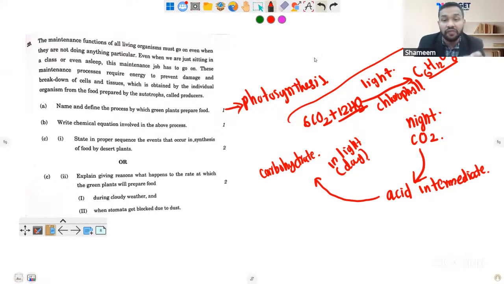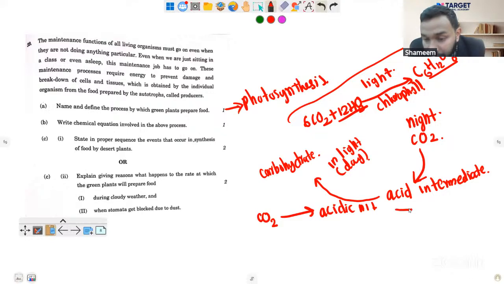And the reduction of carbon dioxide. Initially, you just remember the carbon dioxide is the third step, you can just change. The carbon dioxide is converted into an acidic intermediate, and this acidic intermediate undergoes some changes to produce the carbohydrates or food in plants. That's about the desert plant.